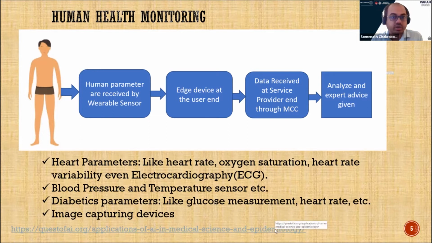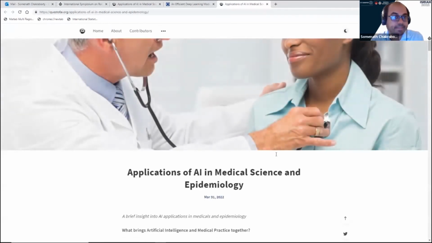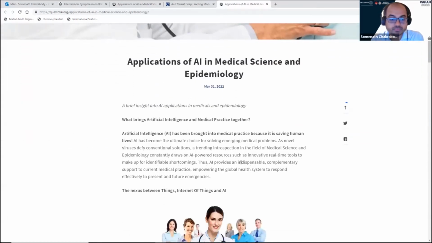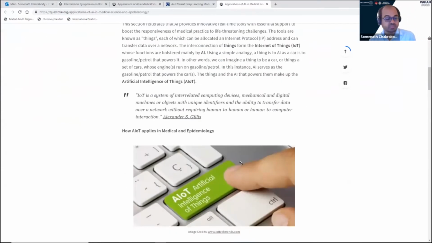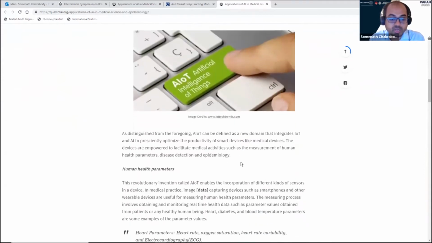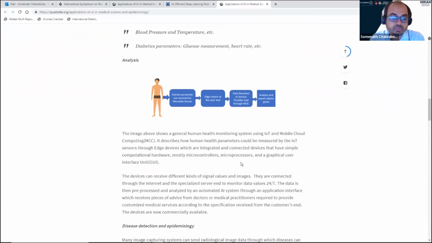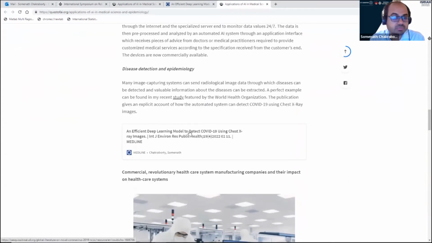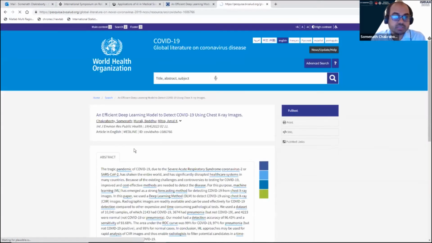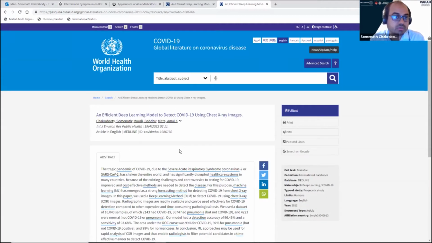I would like to show what the industries in this market are. This is my article. Currently they call it AIoT, that is artificial intelligence of things, because so much artificial intelligence is used in this area. Especially, I already talked about how health is monitored, and one of my recent publications in this area also has a feature in the World Health Organization.